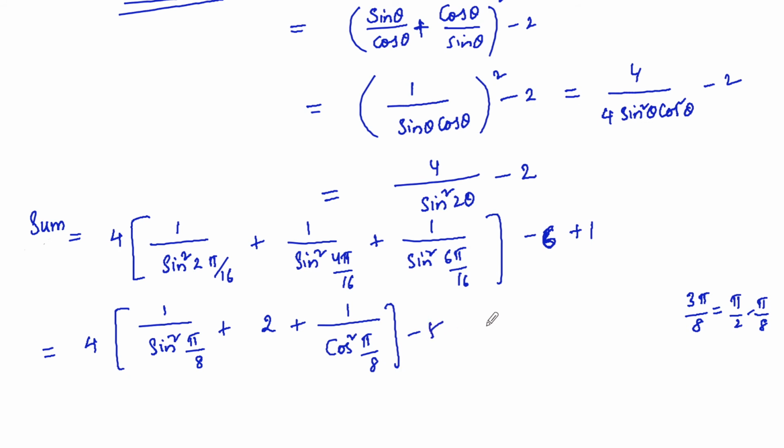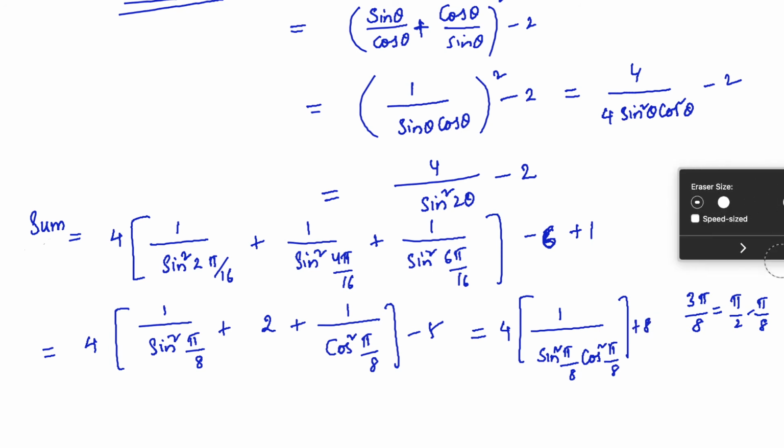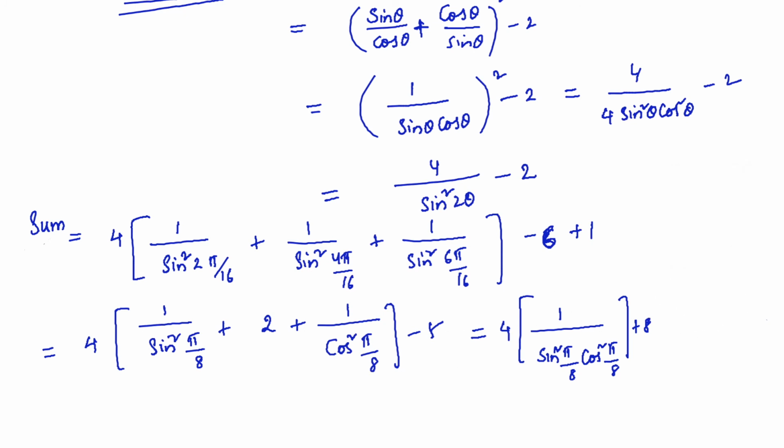This is minus 5, which equals, so here we can take out 4 times 1 upon sine square pi by 8 plus 1 upon cos square pi by 8. By taking LCM, cos square plus sine square comes like 1 upon sine square pi by 8 into cos square pi by 8, and this is 4 into 2, that is 8. So 4 2s are 8, 8 minus 5.